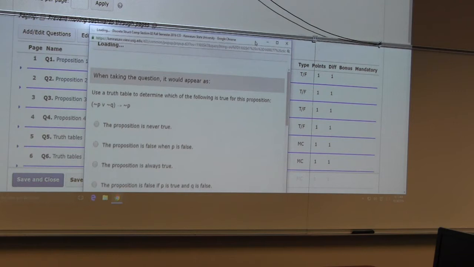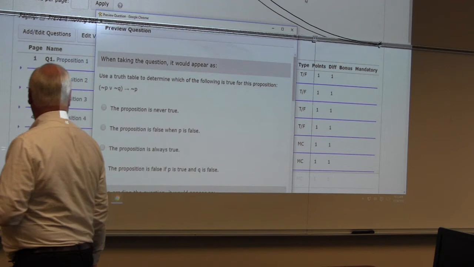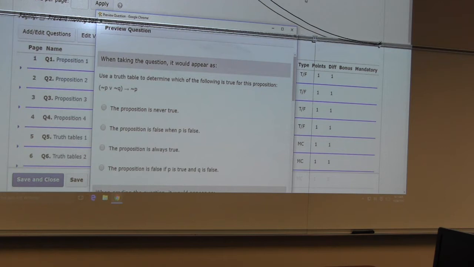Use a truth table to determine which of the following is true for this proposition. Not P or not Q implies not P. Let's see if we can use the one we've got. We've got not P, not Q. What we need is changing this one and changing this one. So we have not P or not Q, and we want to have not P or not Q implies not P. Now, change the truth tables for these two columns to change their values.